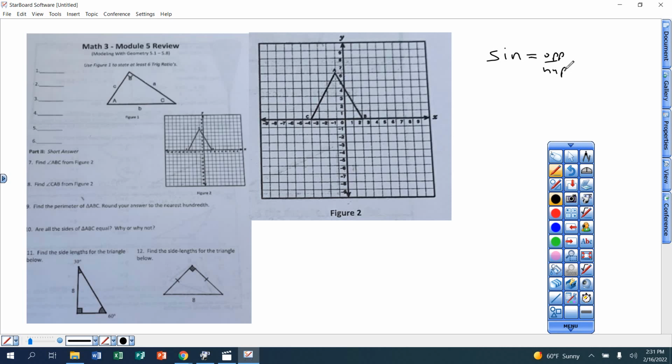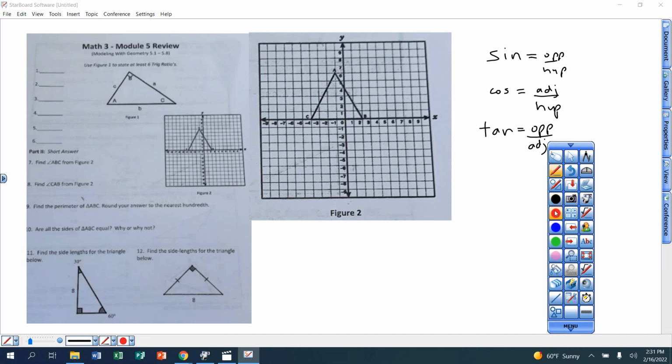Sine is opposite over hypotenuse. Cosine is adjacent over hypotenuse. And then tangent, of course, is opposite over adjacent. You need to commit those little phrases to memory, because trig is all about those.